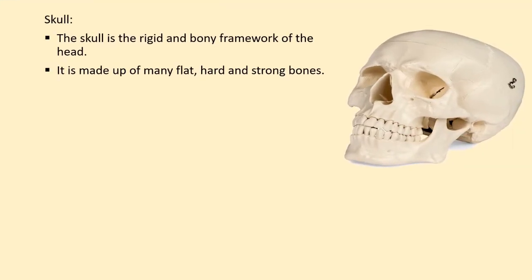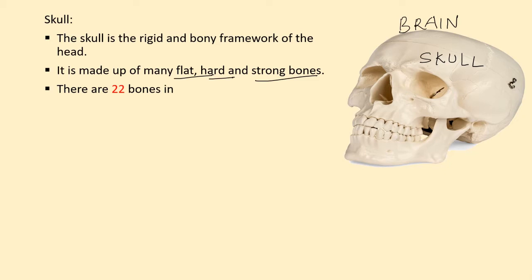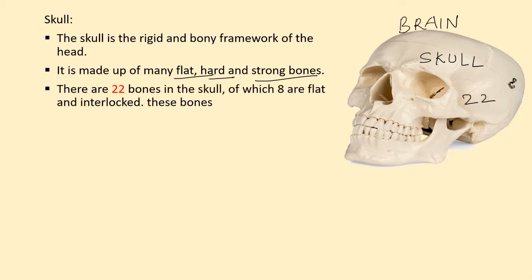Now here you can see the picture of a skull. The skull is the rigid and bony framework of the head. It is made of many flat, hard and strong bones. You know why? Because it has to protect our delicate organ, the brain. Now there are 22 bones in the skull, of which 8 are flat and interlocked. These bones enclose the brain and they are called cranial bones.